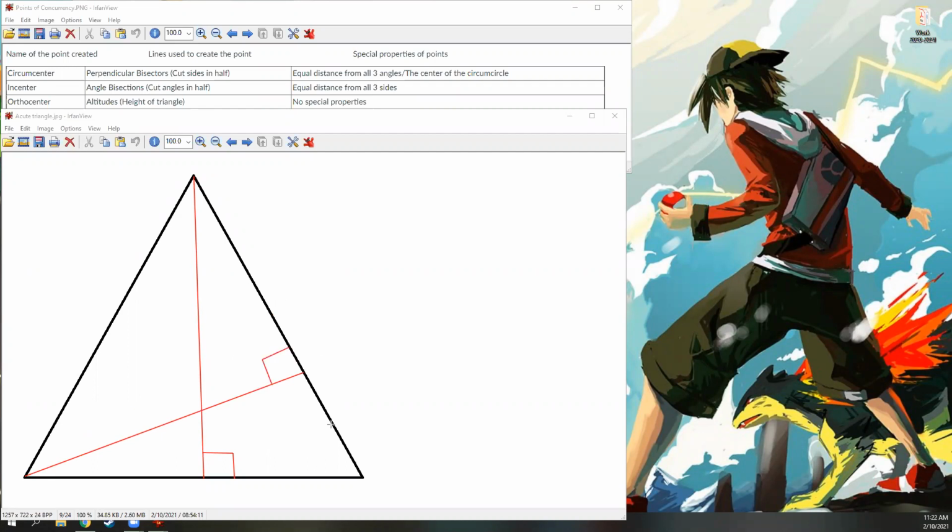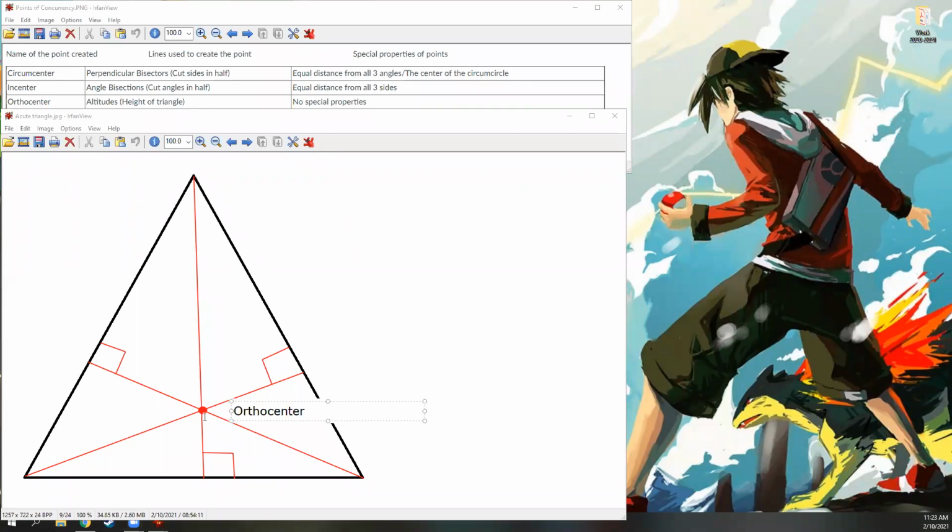Notice how I'm not putting any notches on the sides here, because these are not midpoints. I'm not cutting the sides in half. I'm drawing a line from an angle straight down. So that is something that you should pay attention to. That'll be important. So from an angle straight down to the side makes a 90-degree angle. You're good to go, and that is your orthocenter. It has no special properties whatsoever. Nothing.